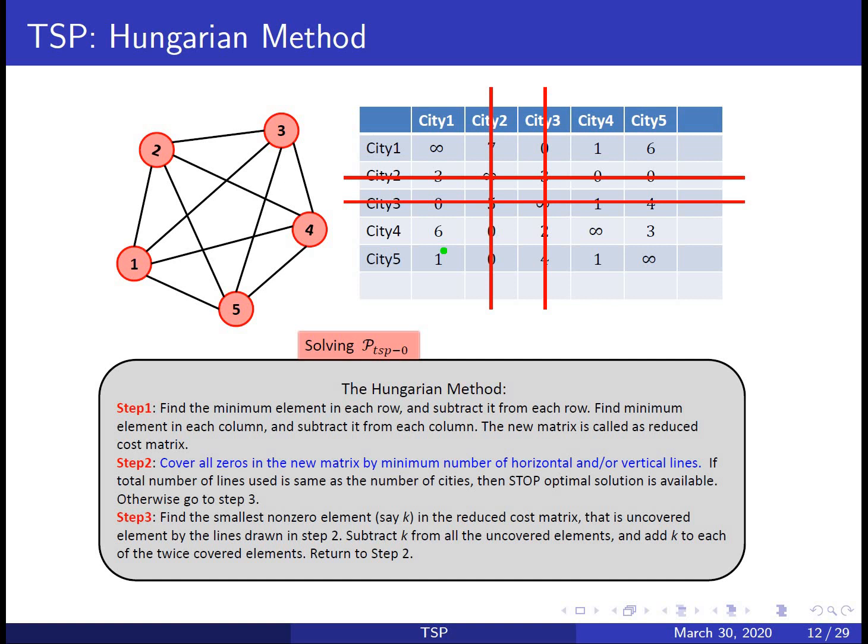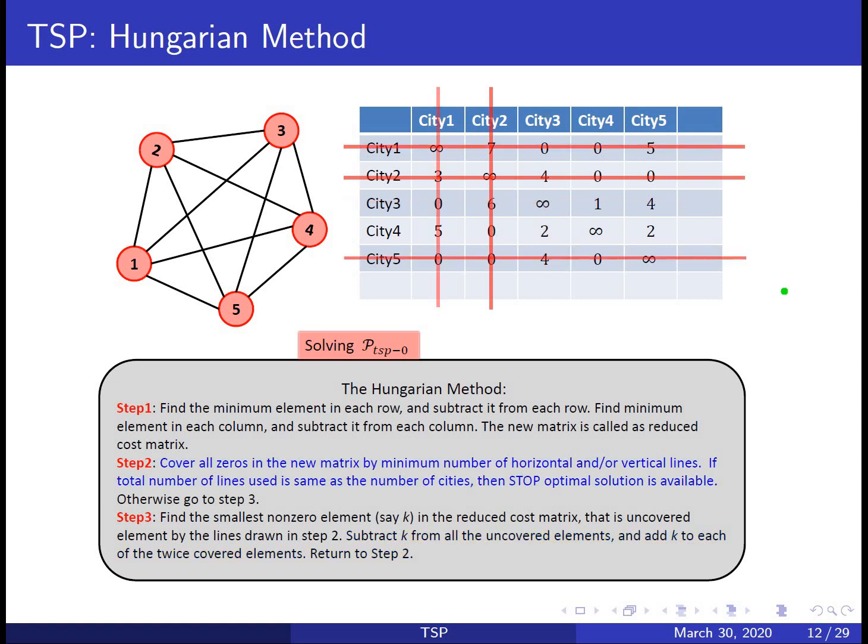If not, then you look at the smallest uncovered number. For example, here it is 1, and you subtract that smallest uncovered number from all the uncovered numbers, and you add it to the numbers which are twice covered. So here I subtracted 1 from all the uncovered numbers and added it to the twice covered numbers.